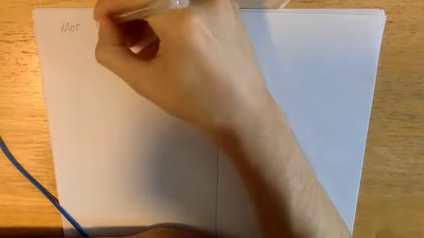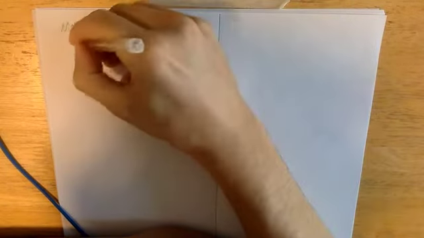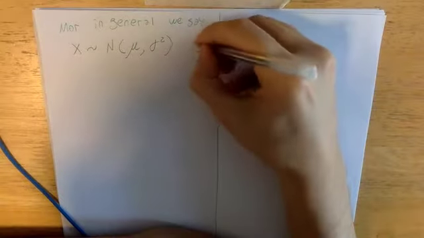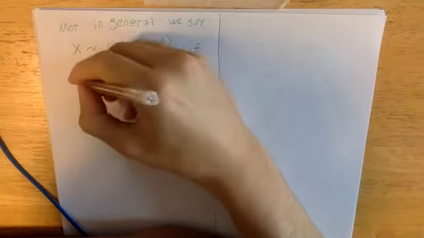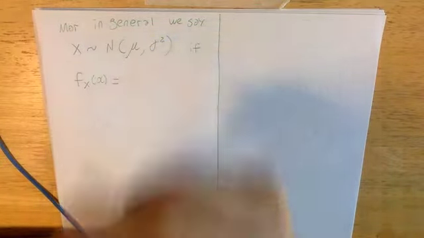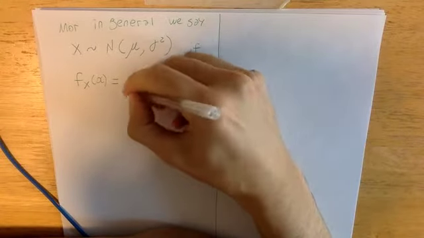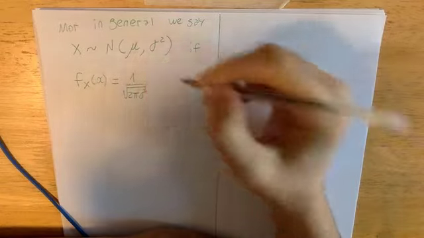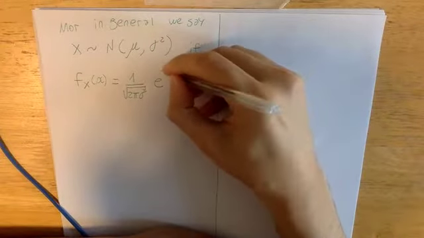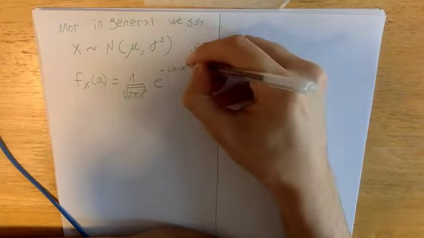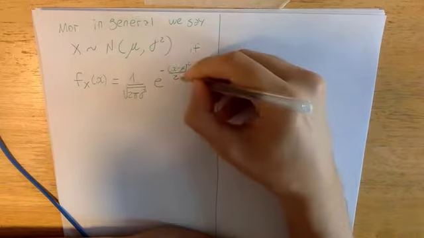Okay, so more in general, we say x is normally distributed with parameters mu and sigma squared if f of x is just given by 1 over the square root of 2 pi sigma squared times e to the minus x minus mu squared over 2 sigma squared.